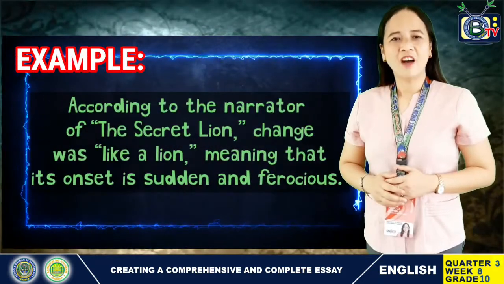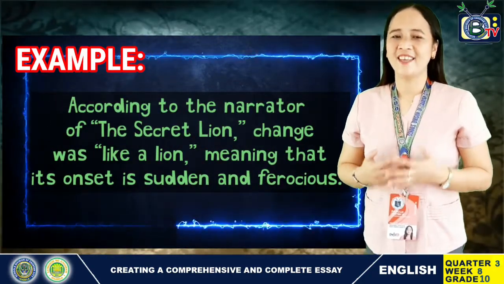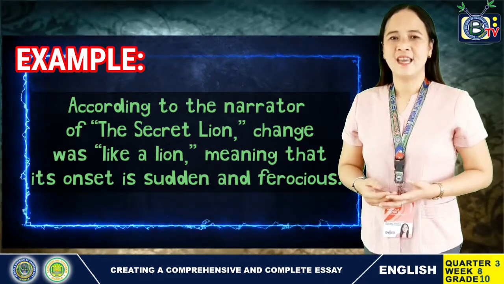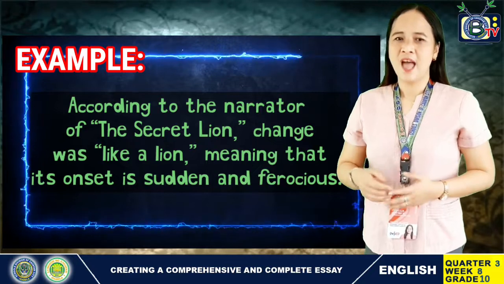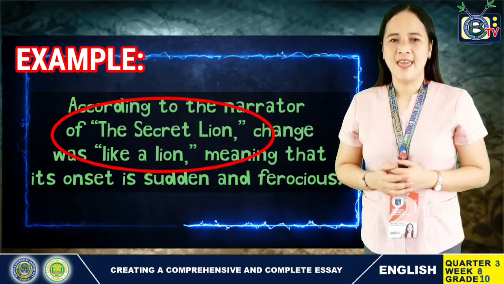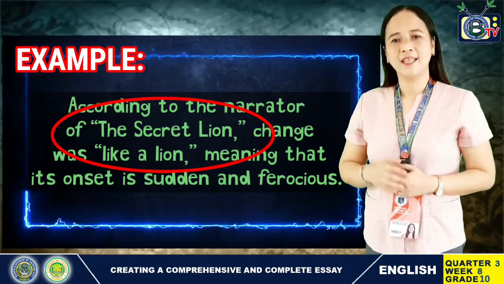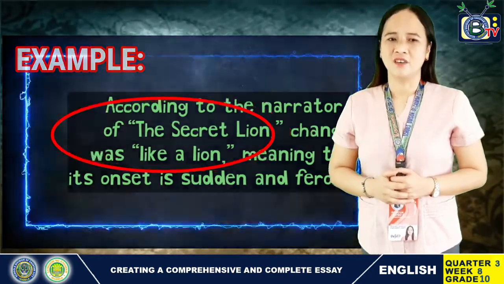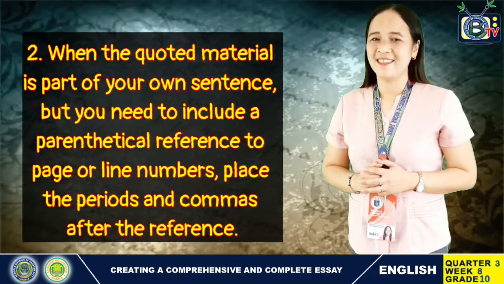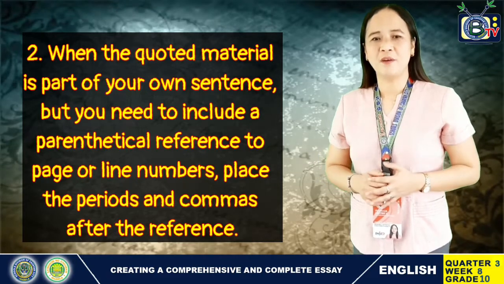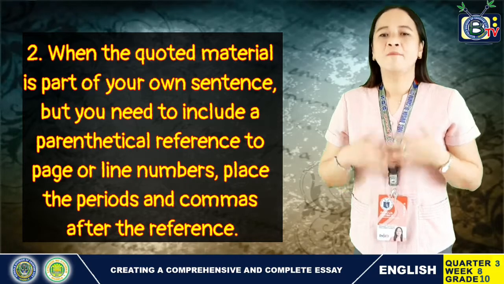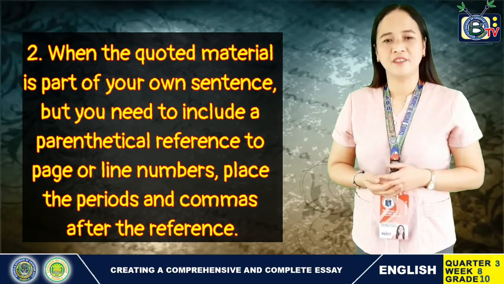Example: according to the narrator of The Secret Lion, change was "like a lion," meaning that its onset is sudden and ferocious. As you have seen, the comma is inside the quotation marks, and you should remember that in punctuating direct quotations. Number 2. When the quoted material is part of your own sentence, but you need to include a parenthetical reference to page numbers or line numbers, place the periods and commas after the reference.